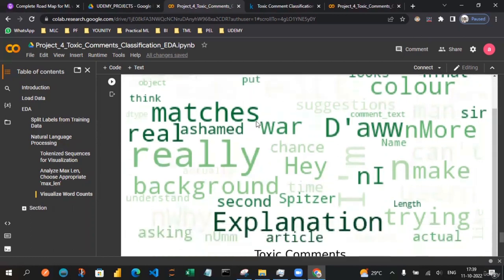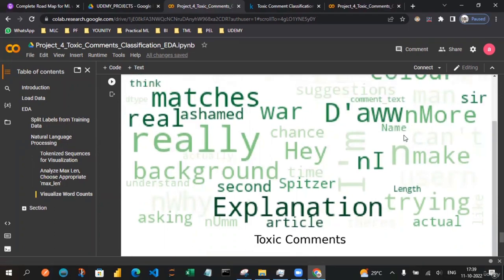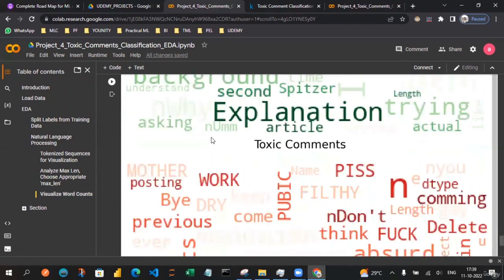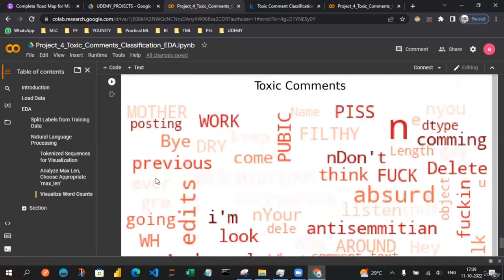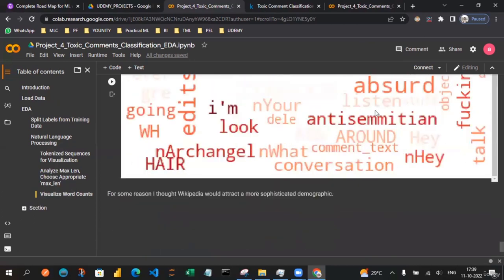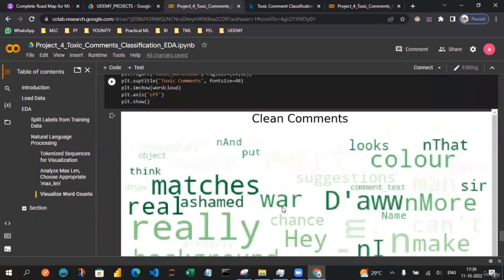So here you can see words like explanation and background. These are some toxic words that are going to be represented with this word. And under this, we have other words like work, previous, think, observed, anti, sentiment, some kinds of toxic words we are going to get from this. So sophisticated, demographic, but not exactly the words we are going to get by using these kinds of statements, the clean comments and also the toxic comments.